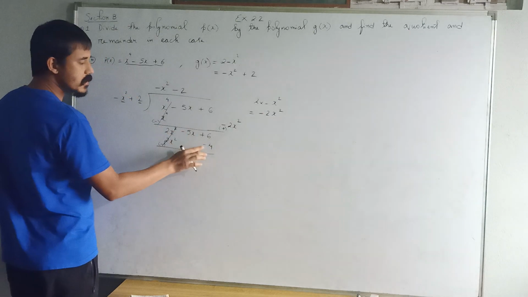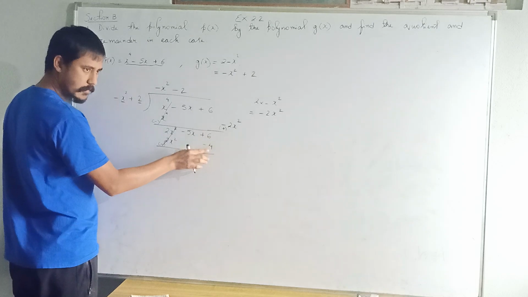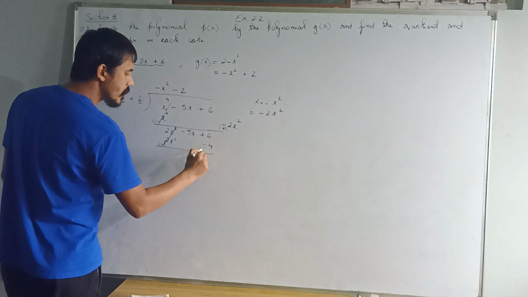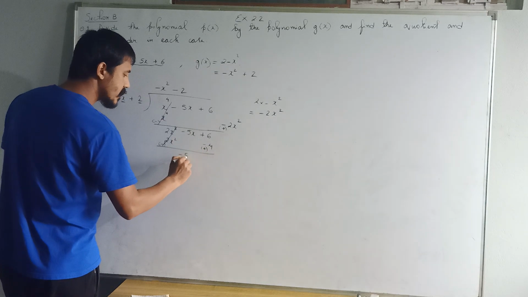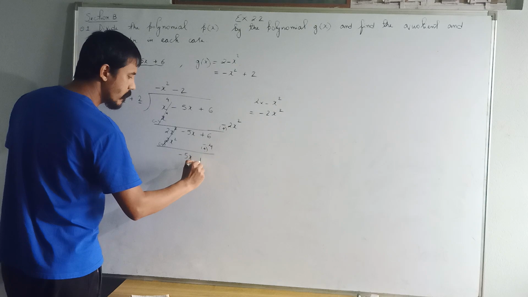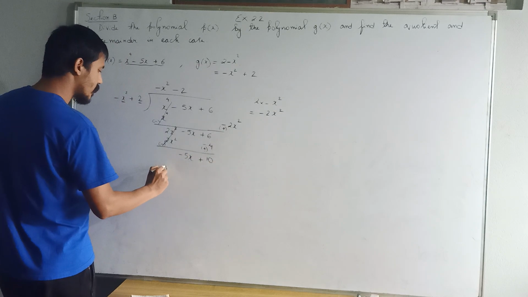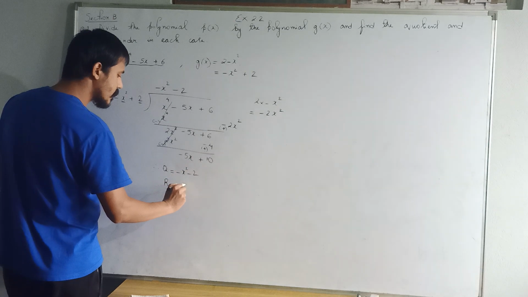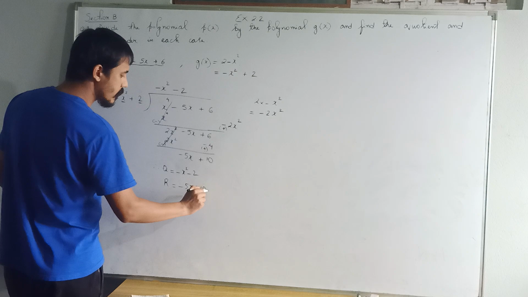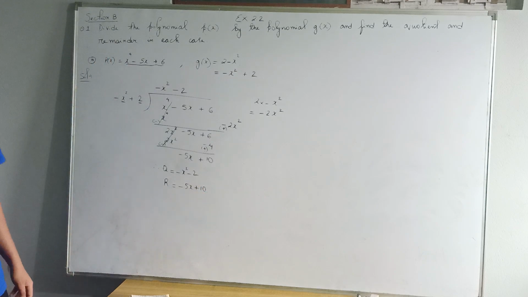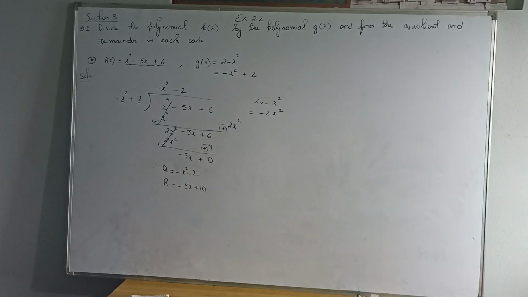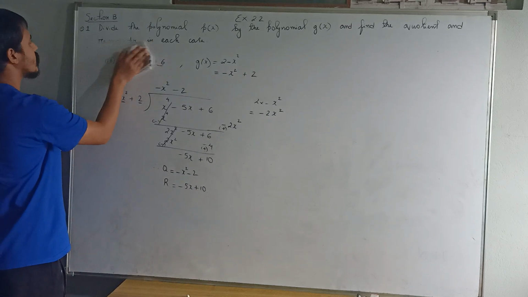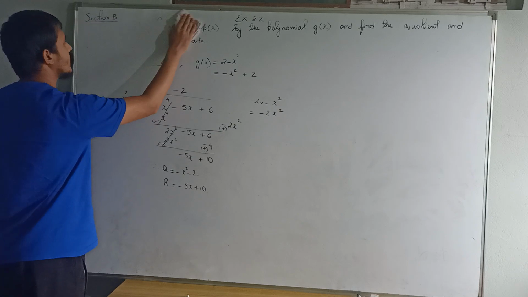Okay? As this minus 4 is a constant term, we have to write below the constant term, because only the like terms can be subtracted, right? As this is negative, you make it positive. So minus 5x and then 6 plus 4, 10. So your quotient is minus x square minus 2, and your remainder is minus 5x plus 10. Alright? So that's the end of the first question, question number 1.